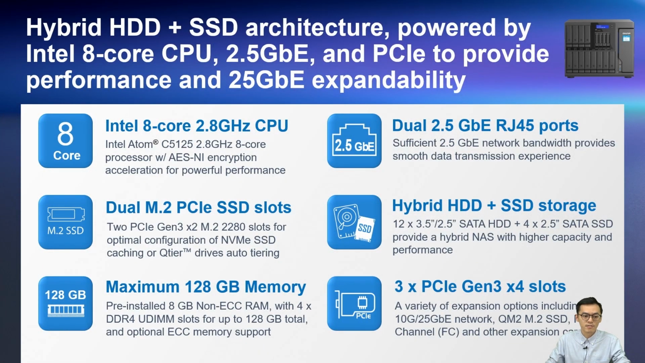First of all, we can see the main features of TS-1655. The CPU adopts Intel Atom C5125 8-core 2.8 GHz processor, which provides powerful computing power for the NAS. It also provides two M.2 PCIe SSD expansion slots to optimize allocation of SSD and HDD. And 8 GB non-ECC memory is pre-installed, and there are DDR4 UDIMM slots, which can expand it up to 128 gigabytes. ECC memory is also supported.